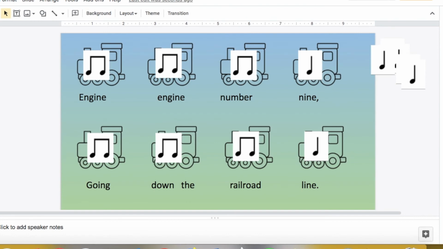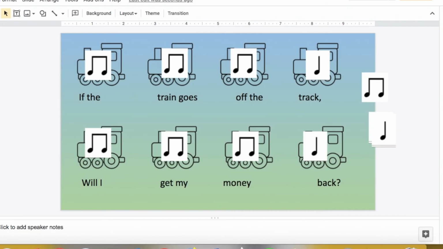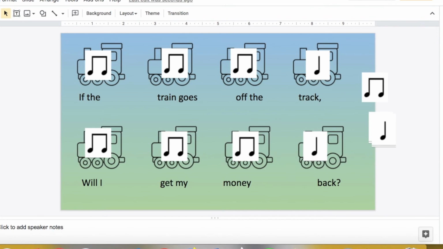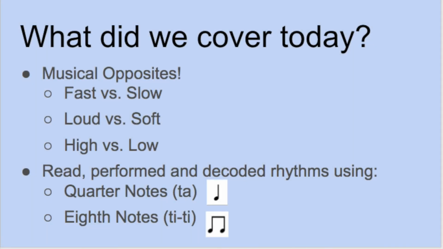I'm going to say the rhythms while I click the steady beat. Here I go. Ti-ti, ti-ti, ti-ti, ta. Ti-ti, ti-ti, ti-ti, ta. One last time. This time we're going to say the tas and ti-tis and we are going to clap the rhythm. Here we go. Ti-ti, ti-ti, ti-ti, ta. Ti-ti, ti-ti, ti-ti, ta.